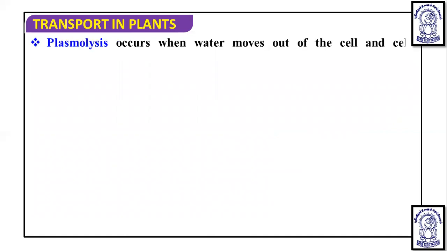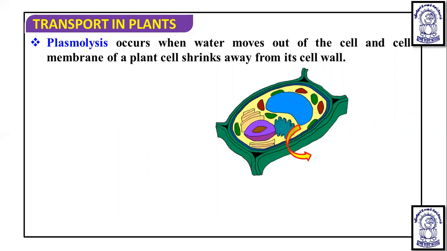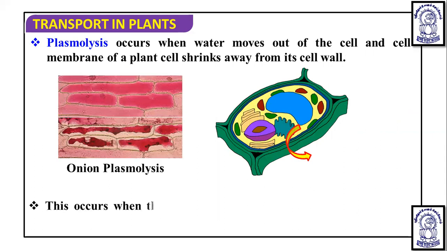And plasmolysis occurs when water moves out through the cell membrane of a plant cell in a hypertonic solution, and the plasma membrane shrinks away from the cell wall. That is known as plasmolysis. So when water goes outside, then the shrinking will occur, and this loss of water and shrinking is known as plasmolysis.